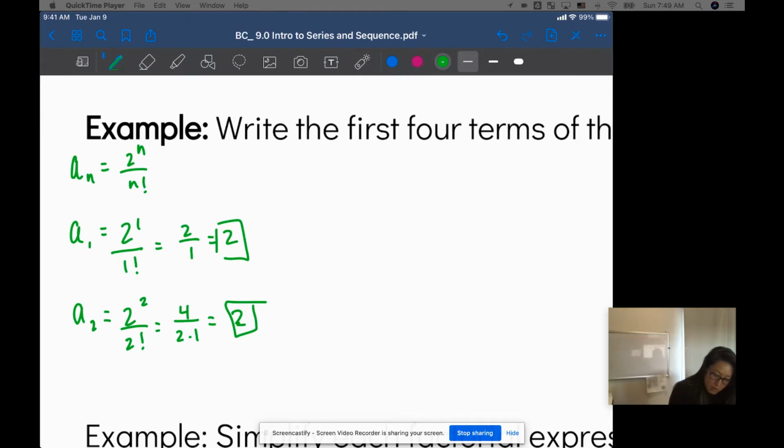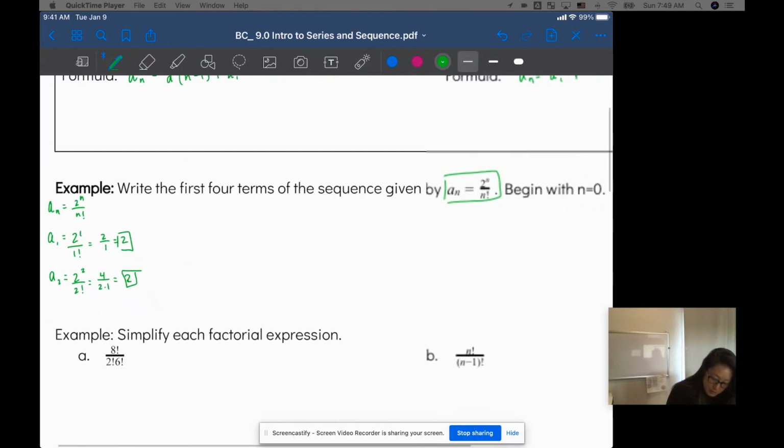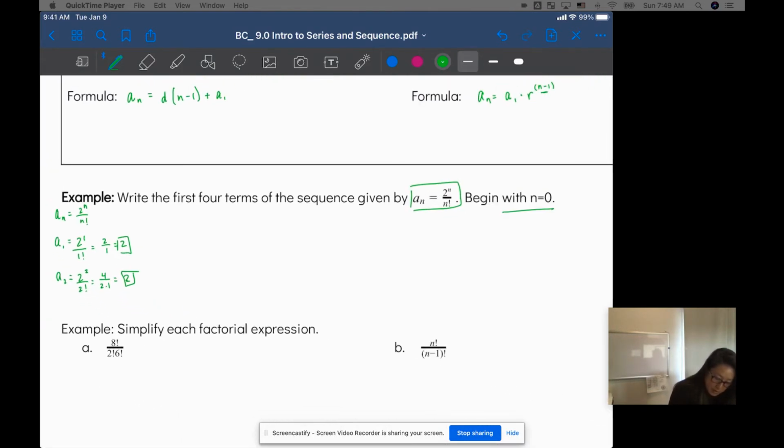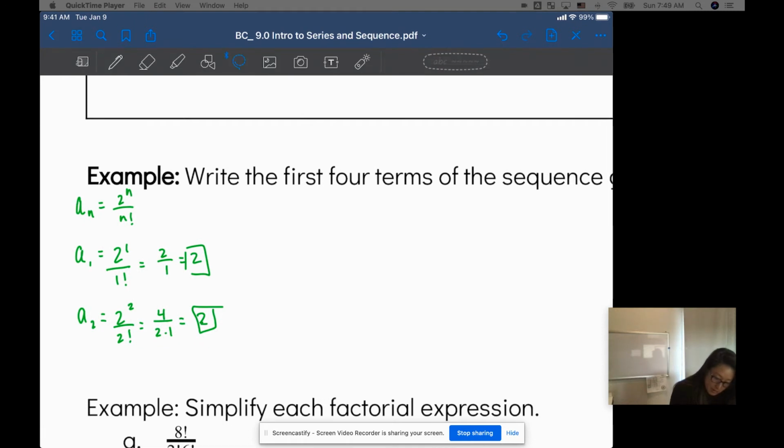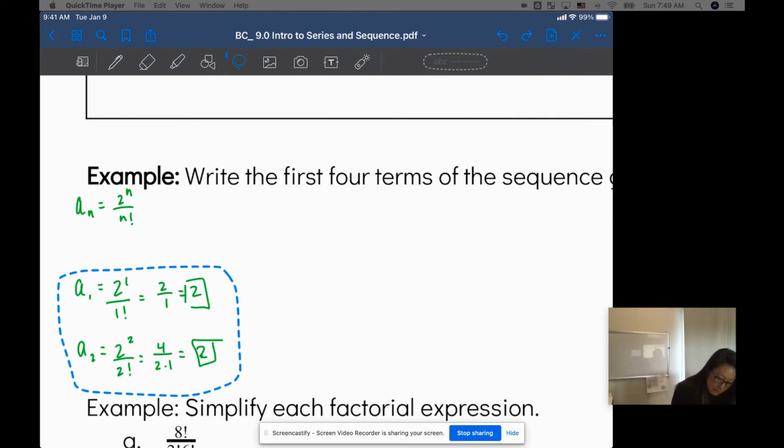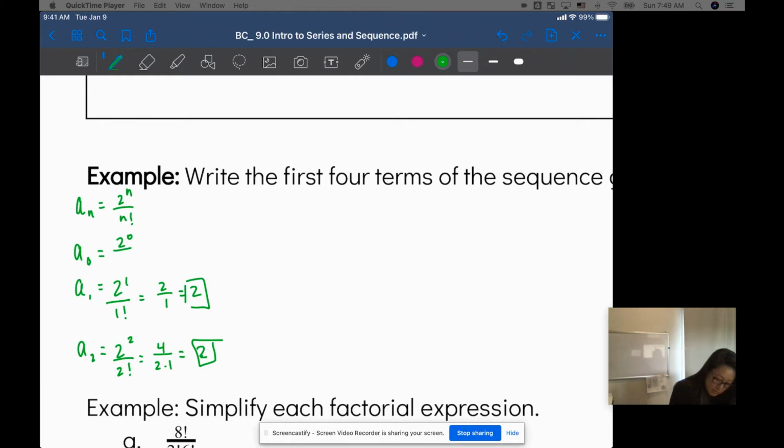Okay. Oh, I know what I did wrong here. I said we're going to begin with 0. So let's go ahead and begin with 0. Okay, so a sub 0, that's our first term, is 2 to the 0 over 0 factorial. 2 to the 0 is 1, and 0 factorial is also 1. So 1 over 1 is 1.